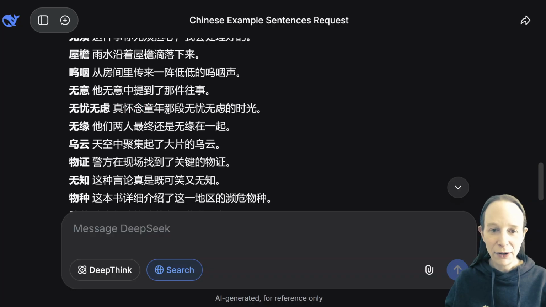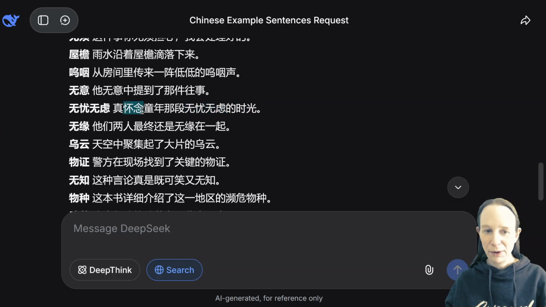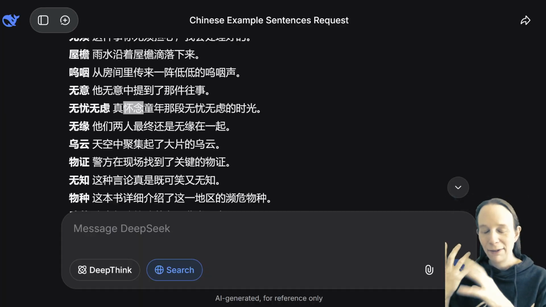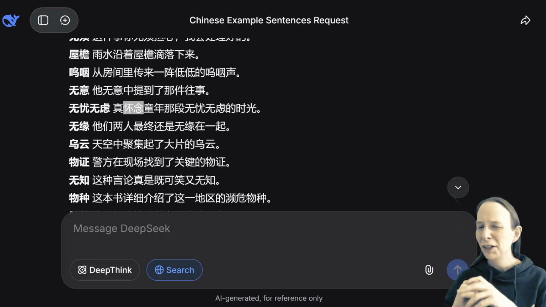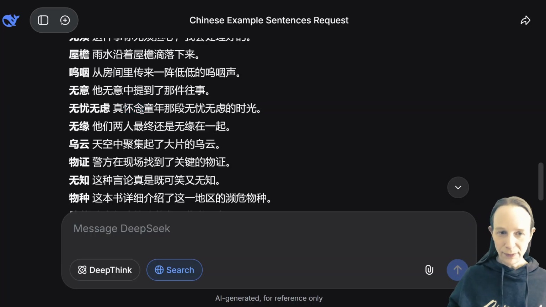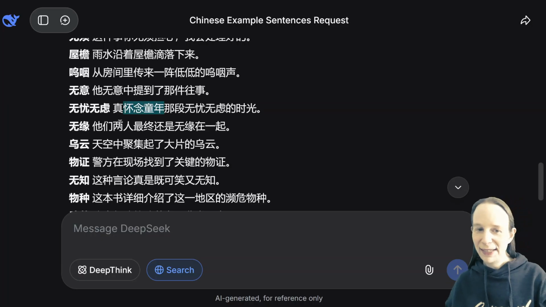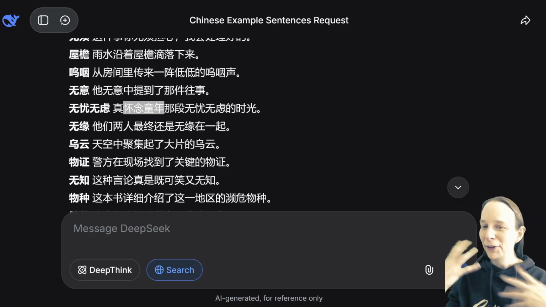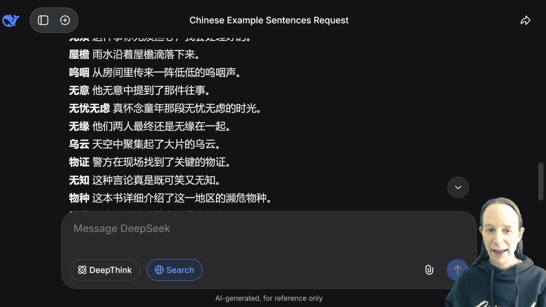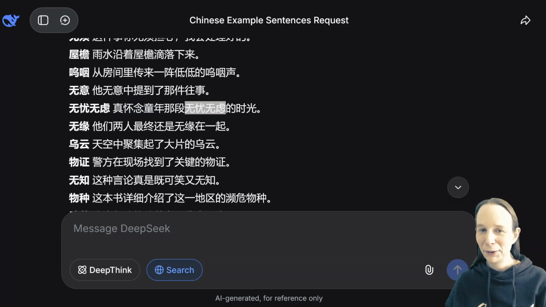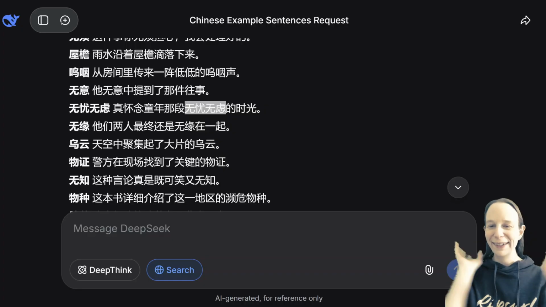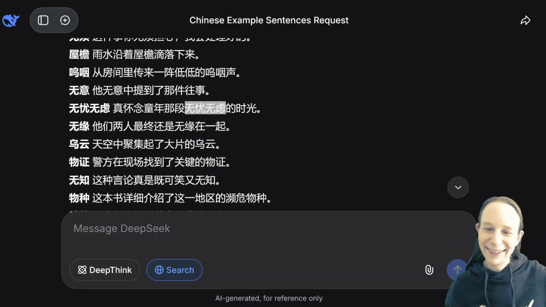真怀念童年那段无忧无虑的时光. So 怀念 is like reminiscing or thinking back, or missing in the sense of I miss you so much. So this person is missing their childhood, or thinking fondly back to it, when their childhood was 无忧无虑. They didn't have to worry about things. All these things are going on in the world that everyone has to worry about when you get older, and when you're a kid, it's like, yeah.